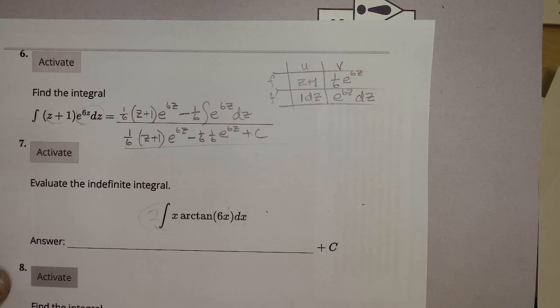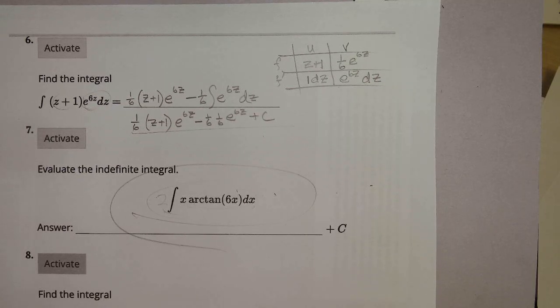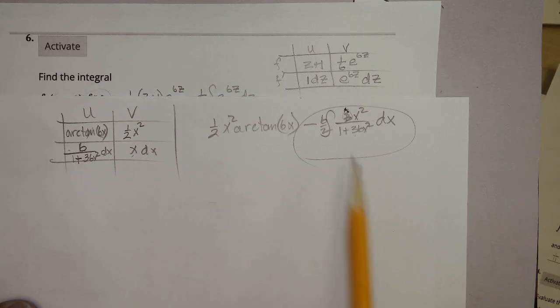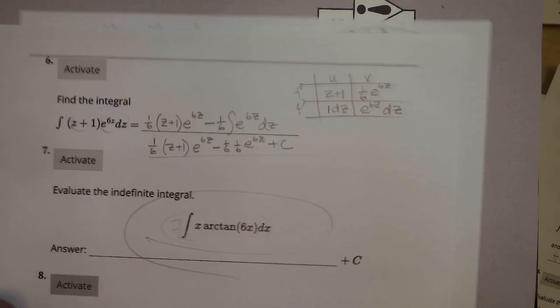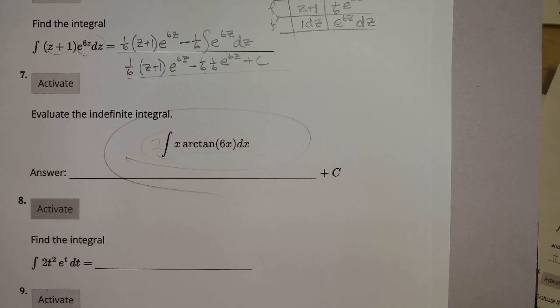So the ending answer for number 7 is, I don't think we should do that one. Okay? I think we'd have to do trig sub to solve that one, which is something we're going to get to. Okay.